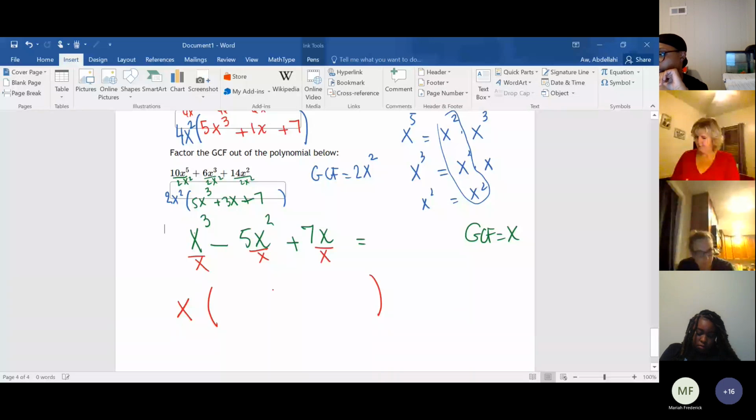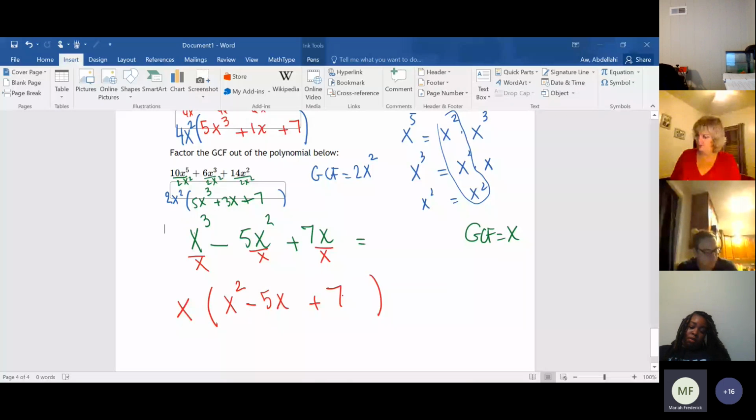Look now what's going to happen. What is x cubed divided by x? X squared. What is 5x squared divided by x? 5x. What is 7x divided by x? 7. That's it. Wow, I made that so much harder, but yeah. Okay, got it.